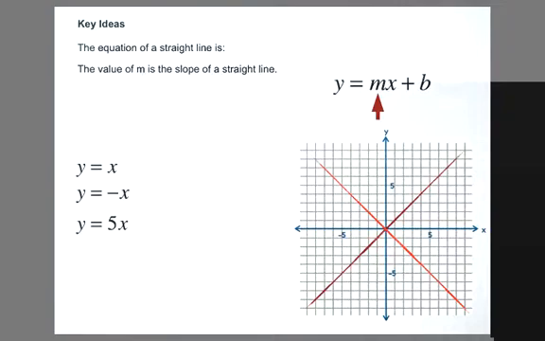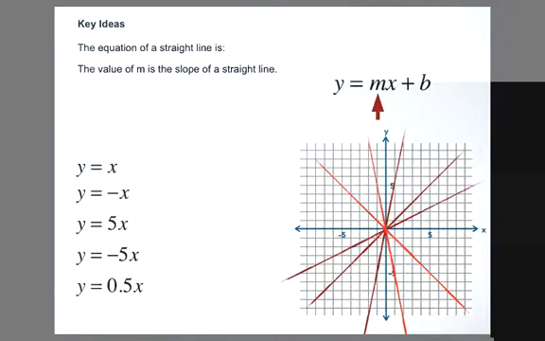When you have a number greater than 1, you're going to have a steeper slope. And when you have a number far less than 1, you're going to have a steeper slope in the negative direction. And when you have a number less than 1, but still positive, you'll have a shallower slope in the positive direction. And when you have a number less than 1, but negative, you'll have a shallower slope in the negative direction.